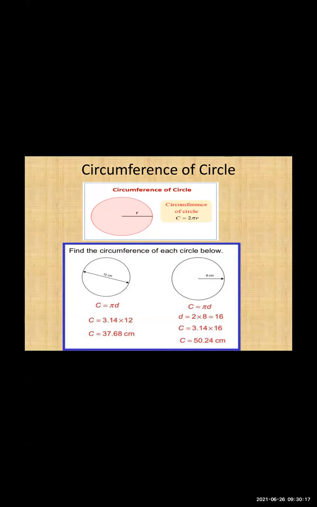Circumference of circle means what? Perimeter of circle. Circumference means the outer boundary of the circle. The outer boundary of the circle is called the circumference. Either you can say perimeter of circle or circumference. The formula is C is equal to 2 pi r.